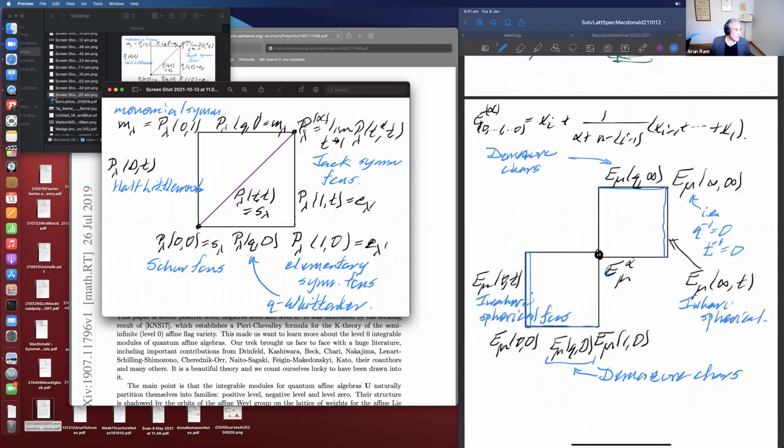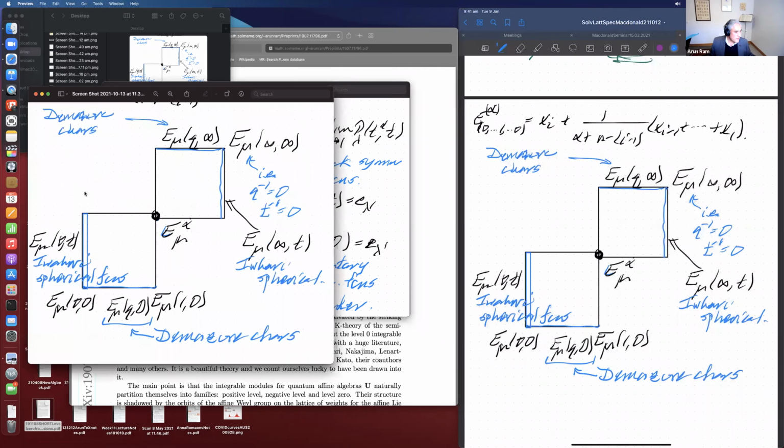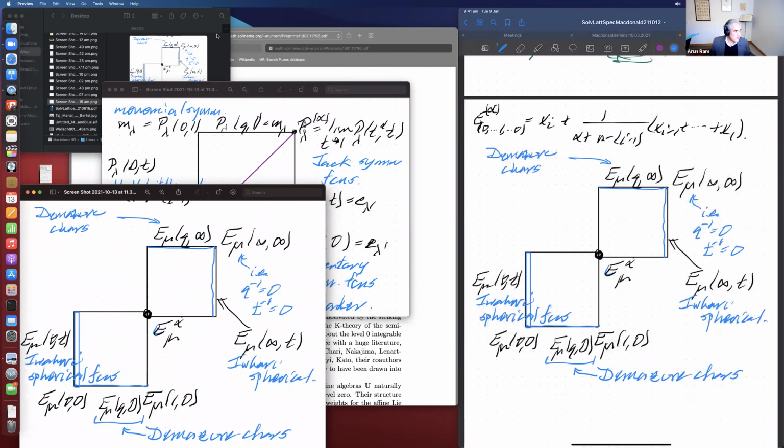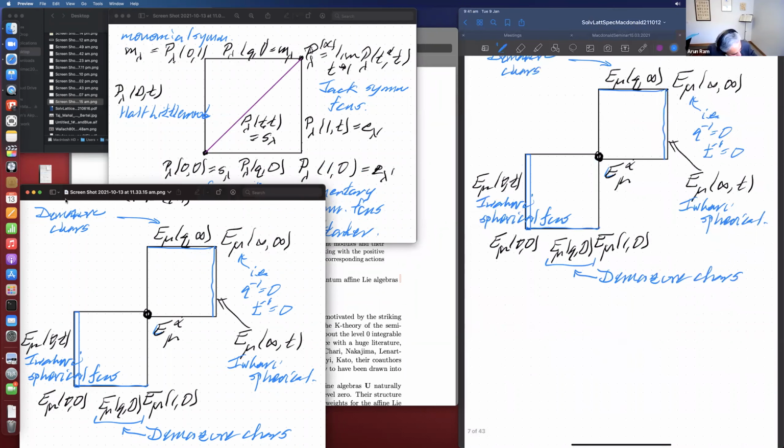How come my screenshot didn't show up? Oh, there it is. It's just slow. Okay, so this is the new pair of pictures. Okay, great. So how do you go about studying this?